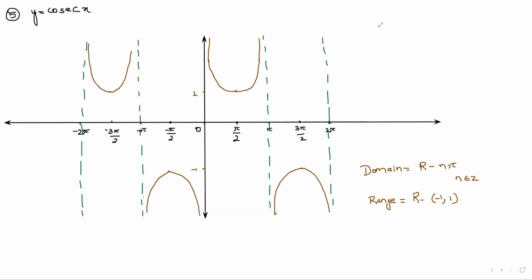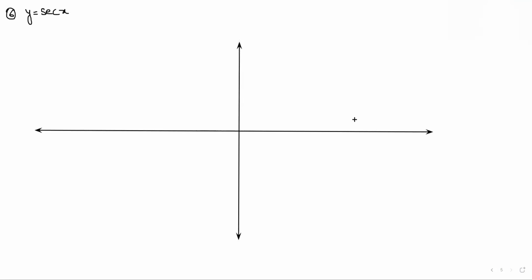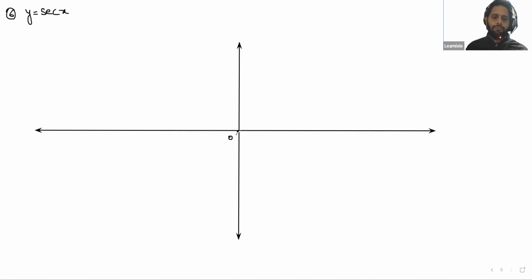Done. This one. Yes, sir. Done. Okay, very good. Now the last graph is of y is equal to sec x. Okay, Noma, what's the value of sec 0? 1. Very good. What's the value of sec pi by 2? Not defined. Very good.